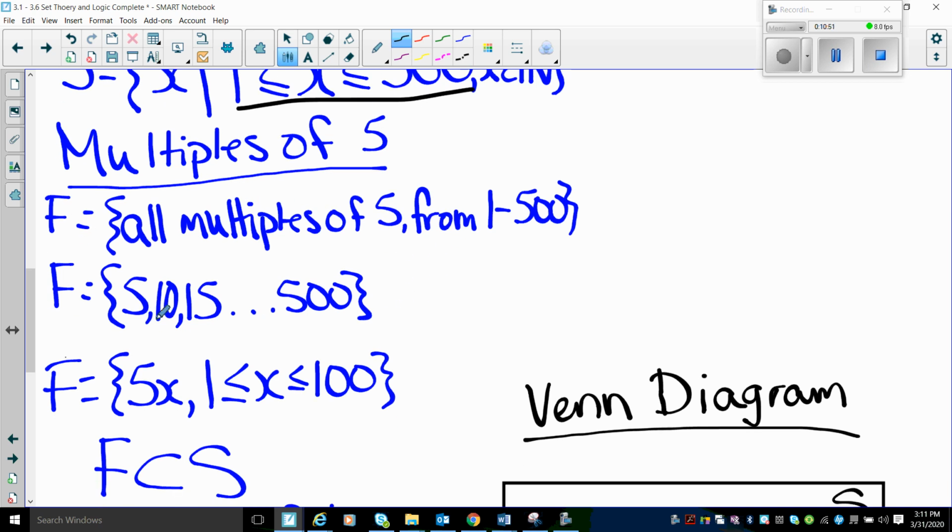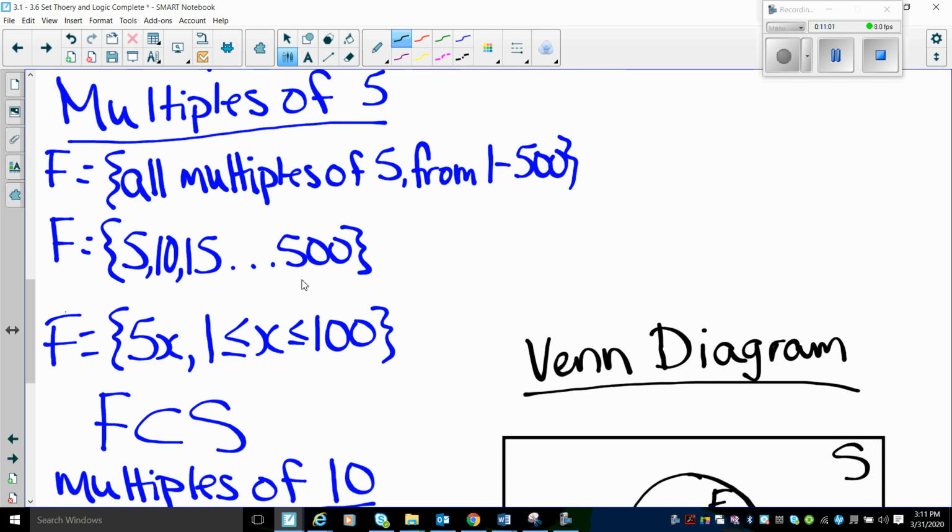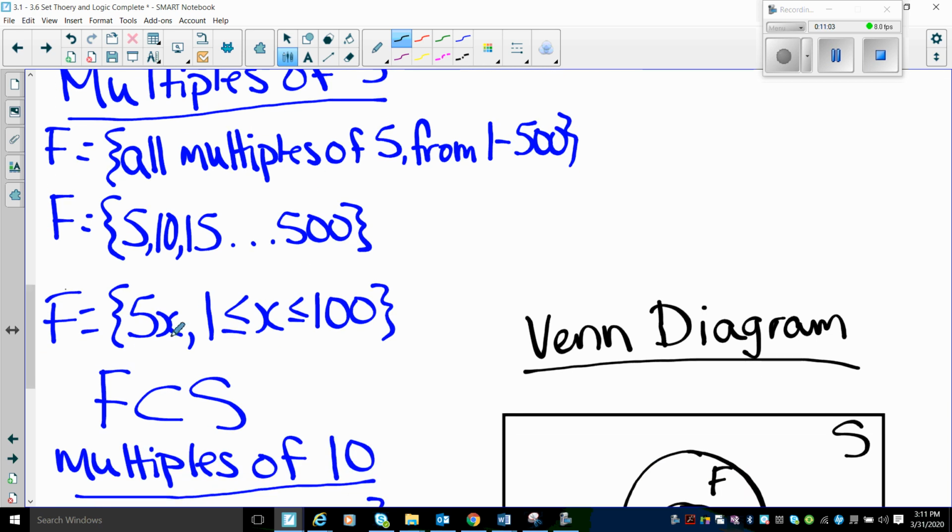As numbers, 5, 10, 15, 20, 25, and so on. Again, I don't want to have to write all those out. That would be very time consuming. So if I use x again, how you write a multiple of 5, you go 5 multiplied by a variable. So 5x would be an example of a multiple of 5.